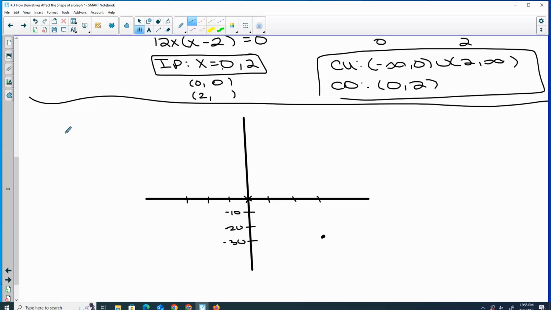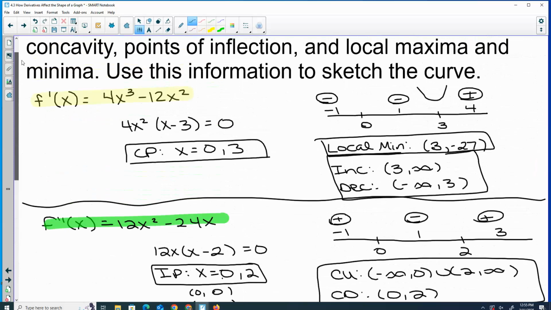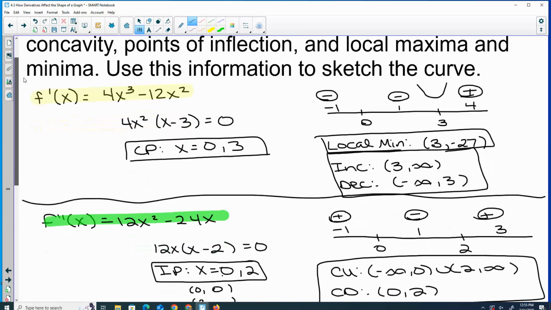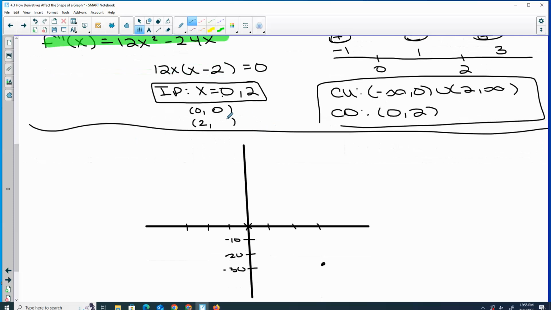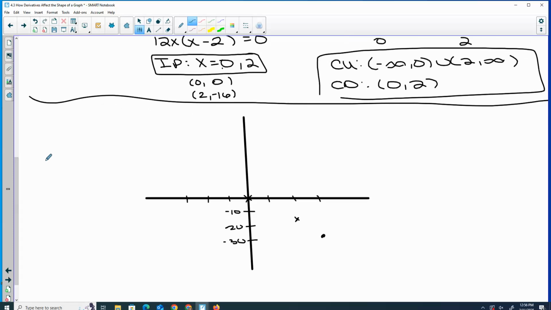If I put in a 2, we get 16 minus 16. So 2, -16. That's why I didn't just want you to put a random dot and call it -27. So we're trying to make these as accurate as possible. So inflection points are x's. Alright, so now we just have to draw the graph.